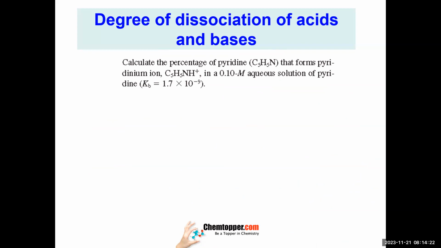Read this question, children. Sammy, is this a base or an acid? Is it a base or an acid? Yes, any one of you? This pyridine is a base or an acid? Very good, Sammy. It's a base. See, Kb is written here. Kb is for this base, right? And is accepting a proton. It's very good, Sammy.